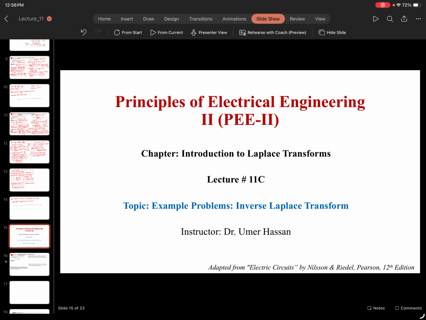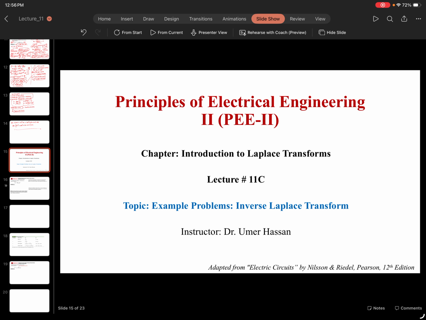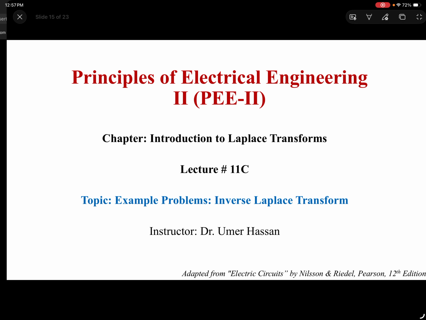So today we are going to do a few more example problems where we are going to see repeated roots and how to solve that. And then we are also going to see an example of what to do when we get an improper rational fraction. So let's get started with this part of the lecture.